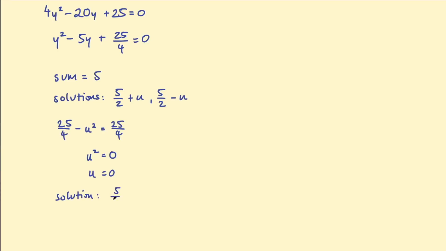So our solution then is 5 on 2. And if you were to factorize this quadratic up here, you would notice that the factors of 25 and the factors of 4 that make 20 are 2y and 5. So if you were to factorize this, you get 2y take 5 and 2y take 5. So we only have one solution, which is 5 on 2. All right, there you go.